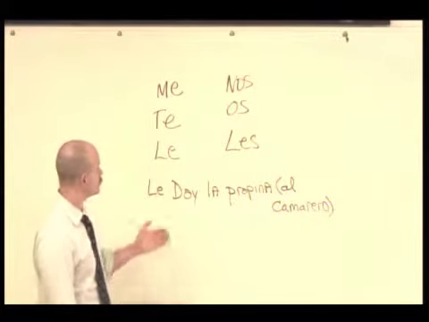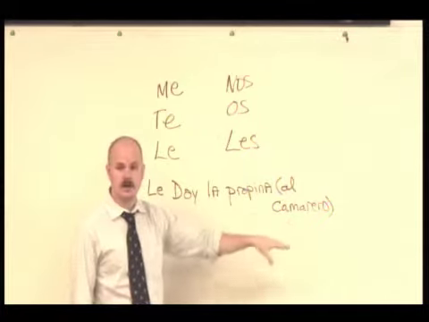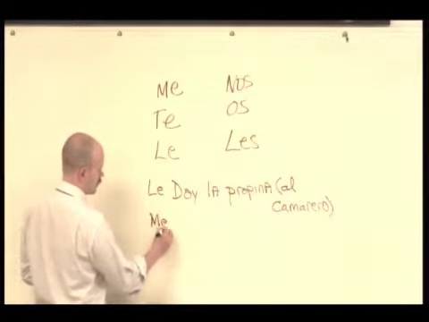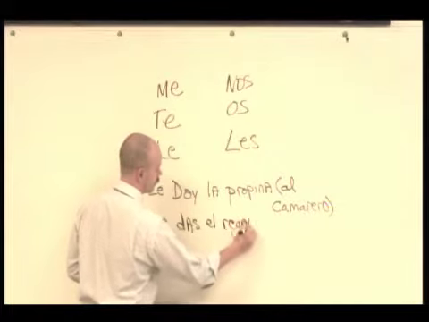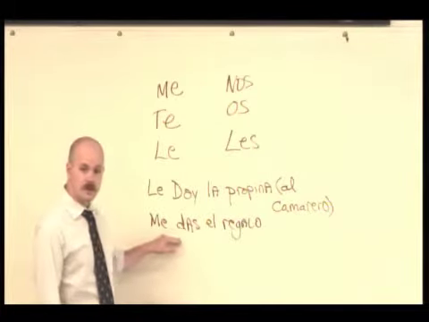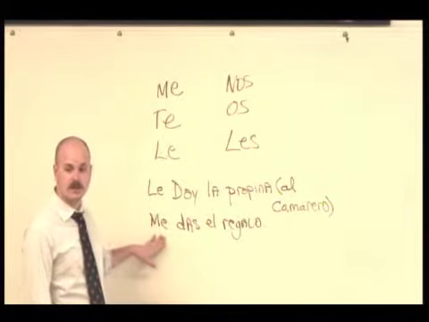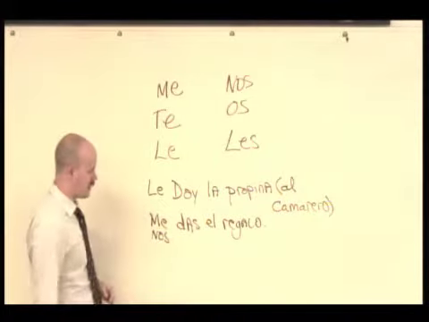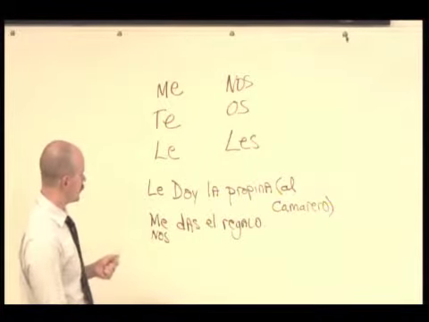In many cases, as in me and te, nos and os, there's no need for anything over there because we already know who we're talking about. If I say, me das el regalo, you give me the gift, there's absolutely no confusion about who's getting the gift. It's obvious that you're giving the gift to me because this can only mean one thing. Same as if I write, nos das el regalo. You give the gift to us. No confusion once again.